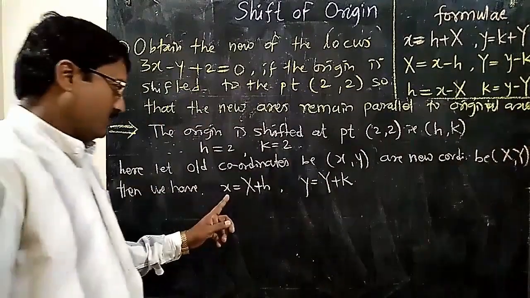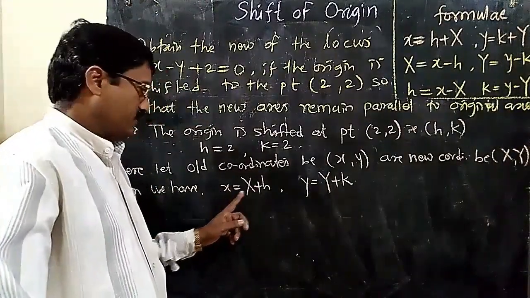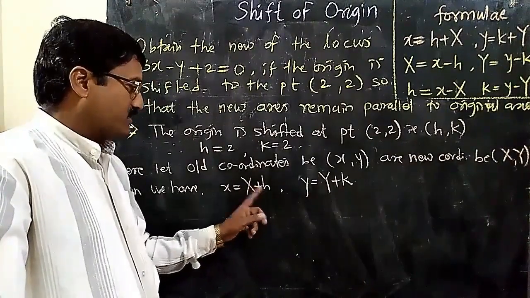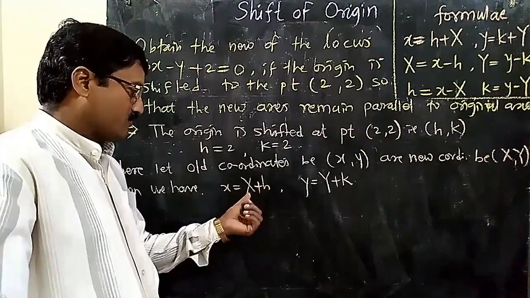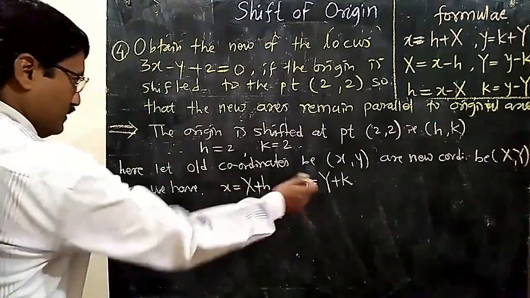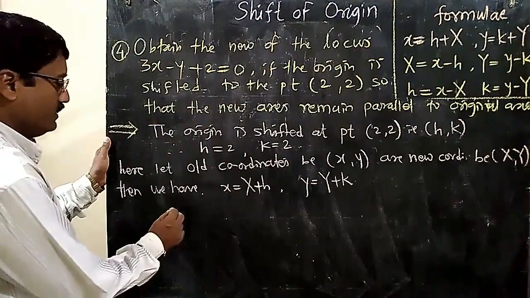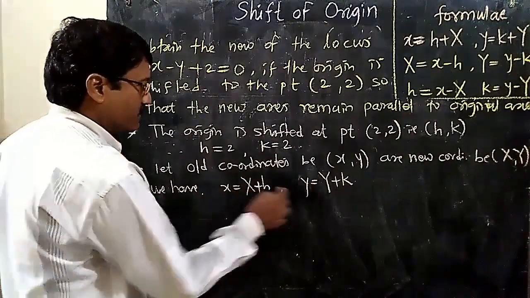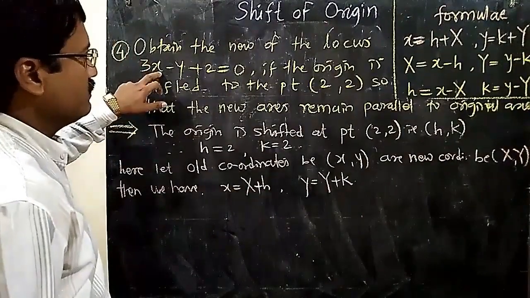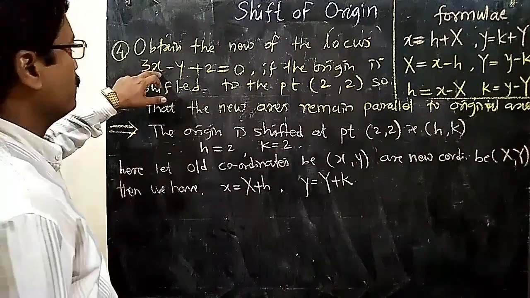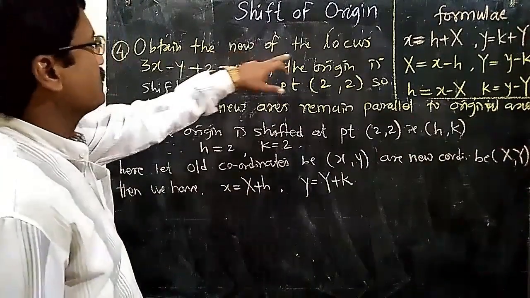Always remember, this small x is old, that's why it's big. This capital X is new, that's why it's small. So always add something to the small number so that we get the big or old number. In the same way for y. Now put these values of x and y in this given locus. This is the old equation of locus, and we have to find the new equation of locus.